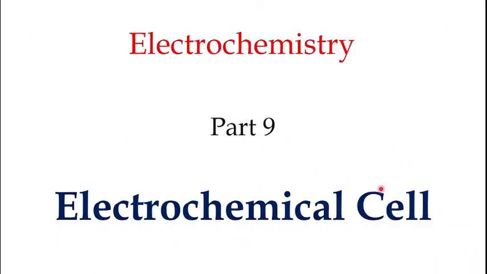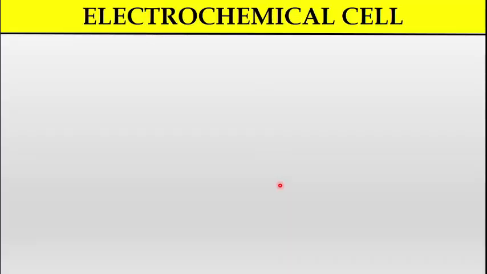Today our lecture is on the electrochemical cell. This is part 9 of the lecture series on electrochemistry. First we have to know what an electrochemical cell is and what type of reaction occurs in it. So first consider this reaction here.